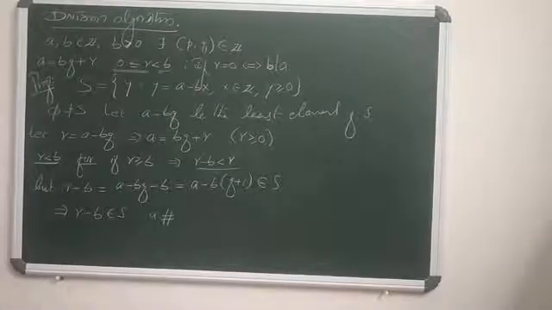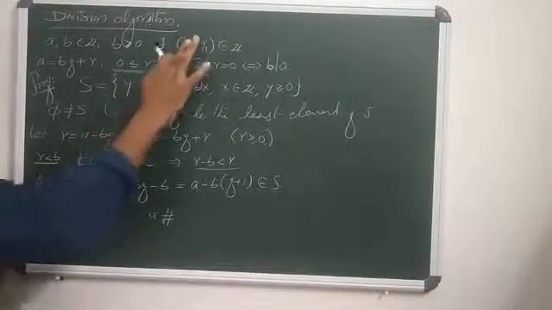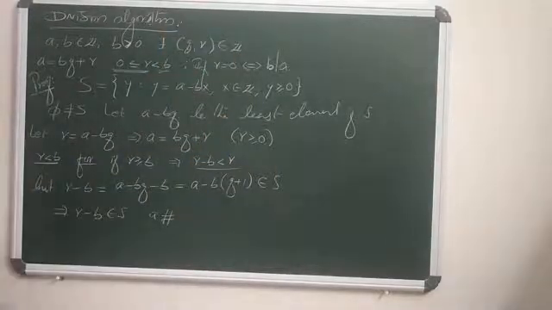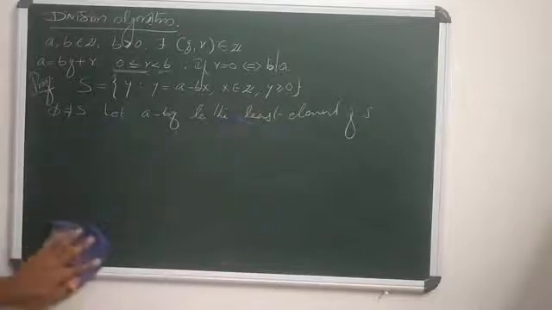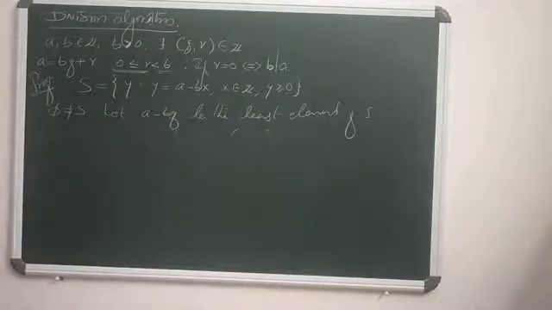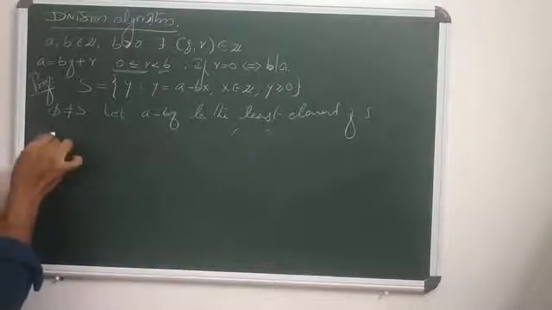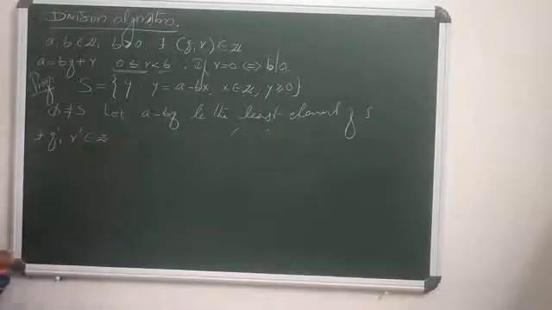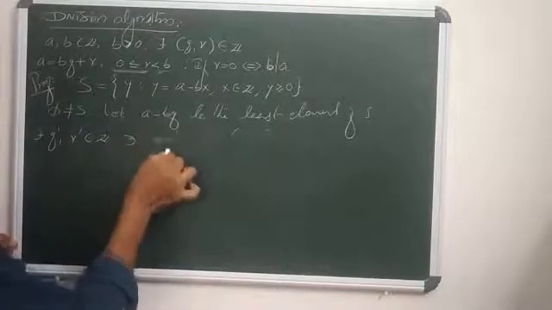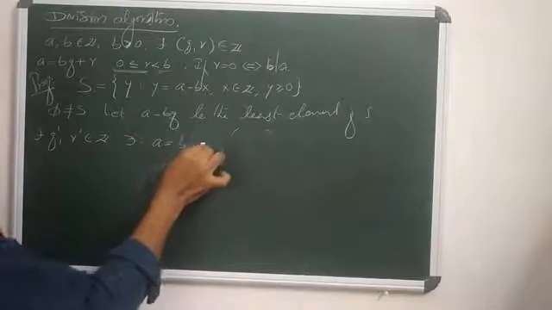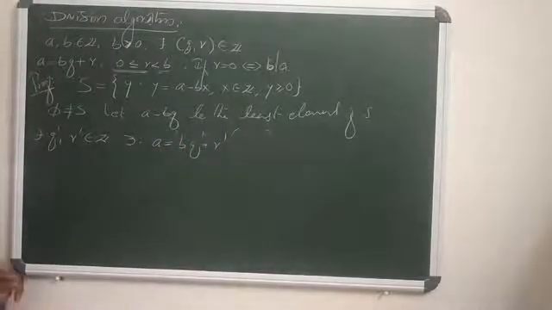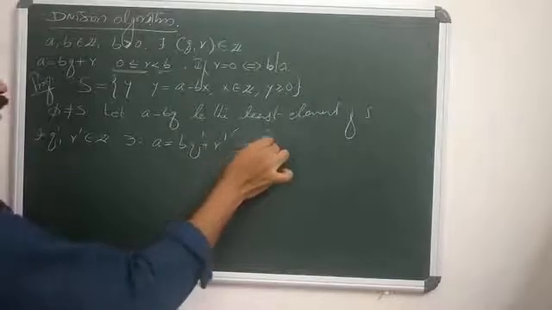Okay, so the first part is finished. Now, for the uniqueness of q and r, how do we prove the uniqueness here? For proving the uniqueness, first we assume that, if possible, there exist two such pairs. That is, there exist a pair of integers q' and r' such that a = bq' + r', but we also have a = bq + r.